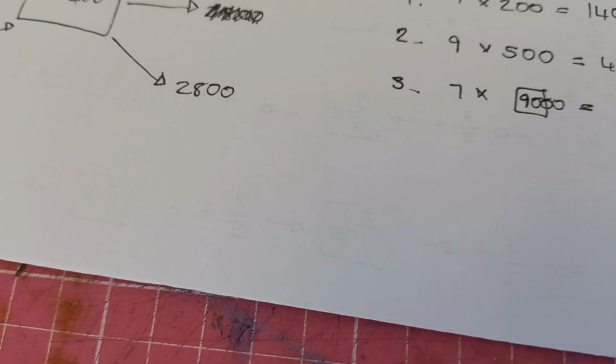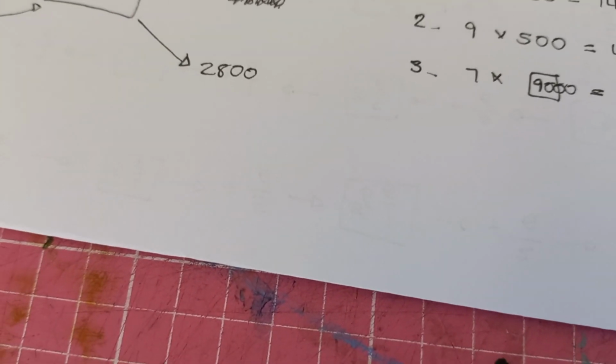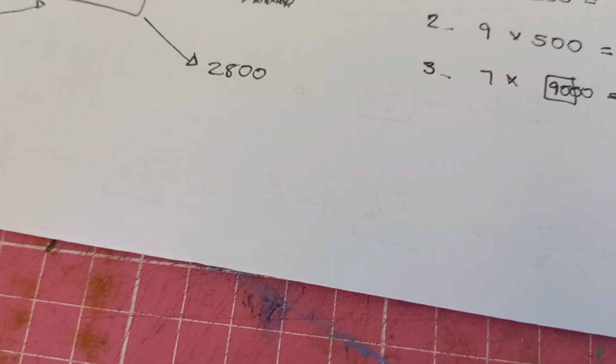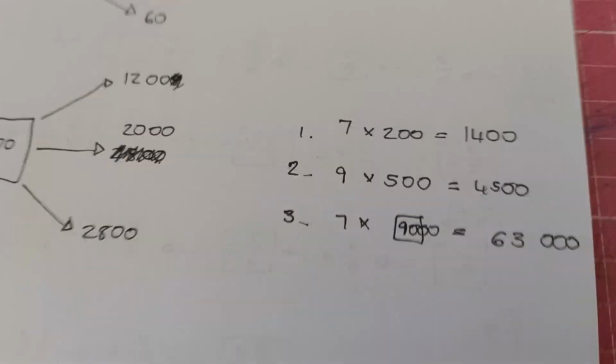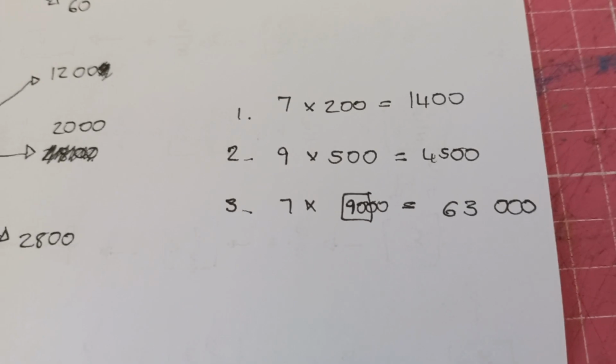Let me just check something quickly. Yep, it'll give you 9,000. Okay. So that's basically that in a nutshell.